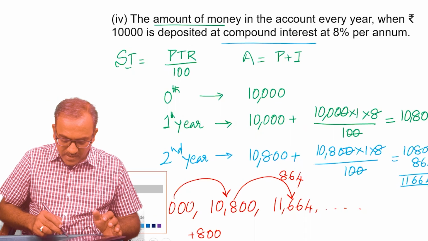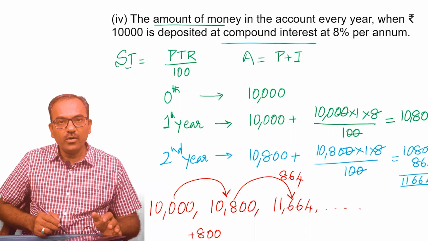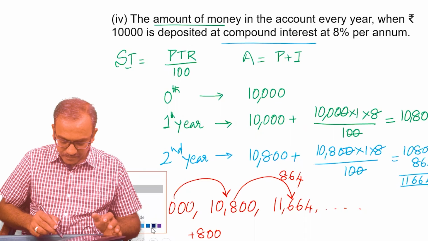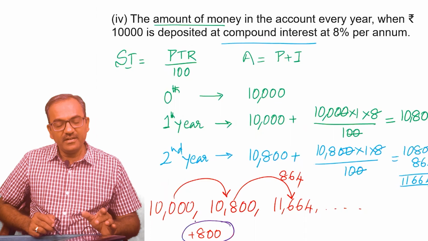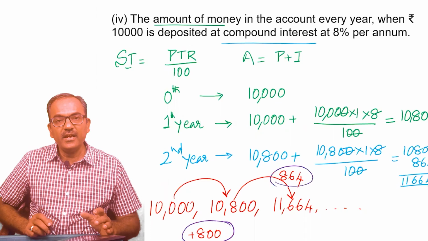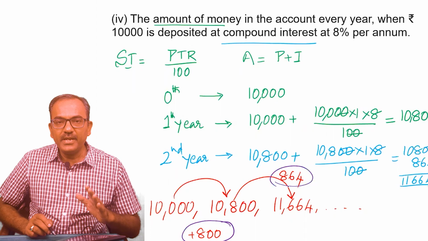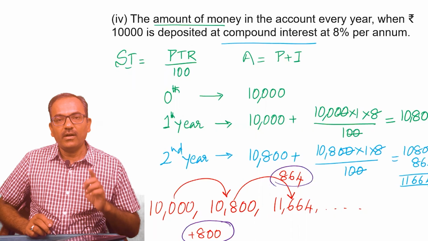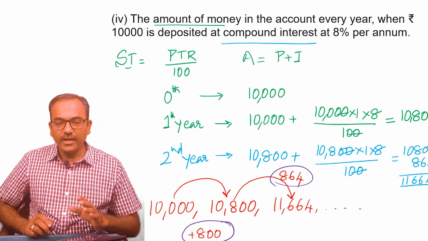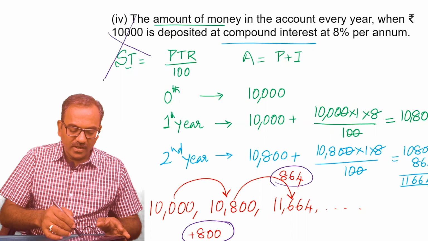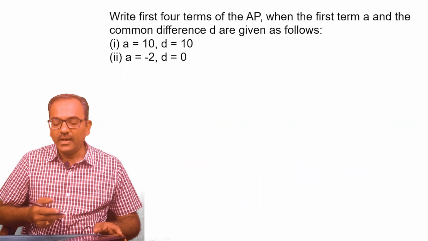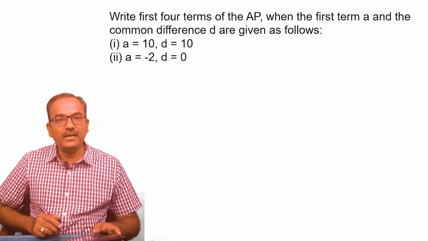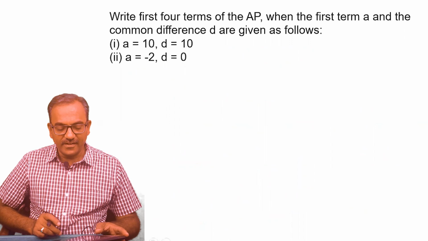Now we are getting a failure because, as you can see, first time you have added 800, second time you are adding 864, which breaches the law for arithmetic progressions. Therefore this is not an AP. Now let's look at another kind of problem that has been listed in your textbook exercise.